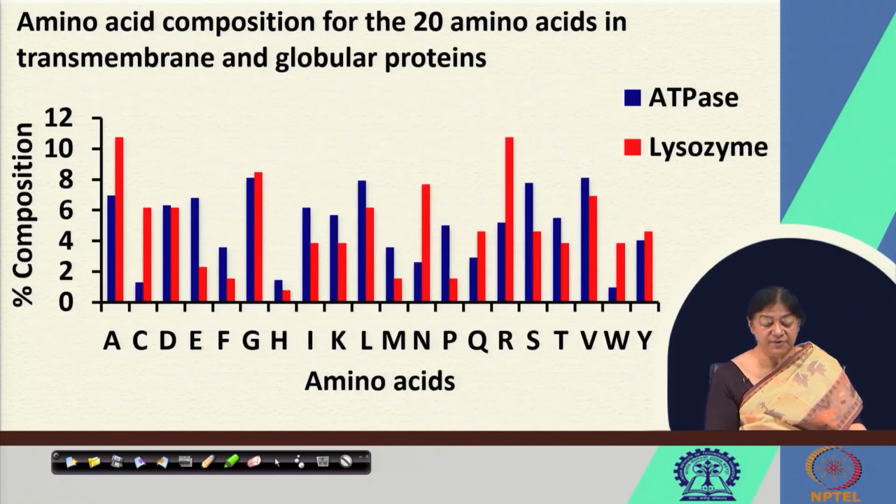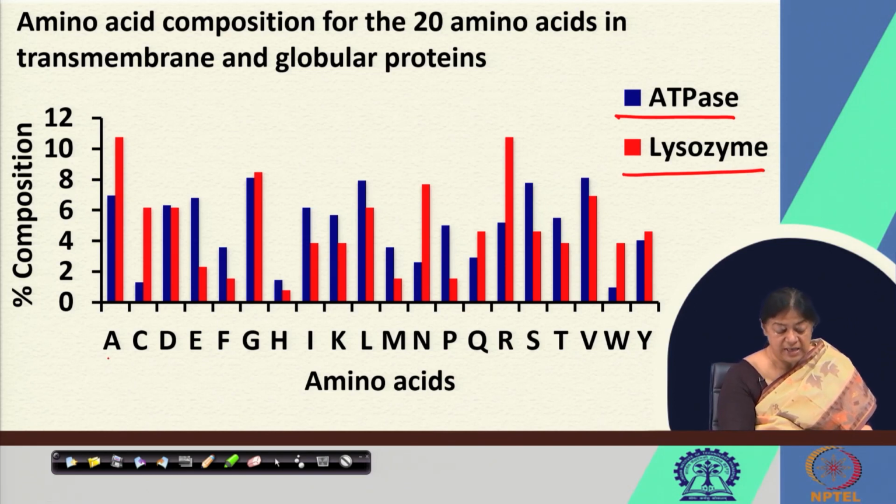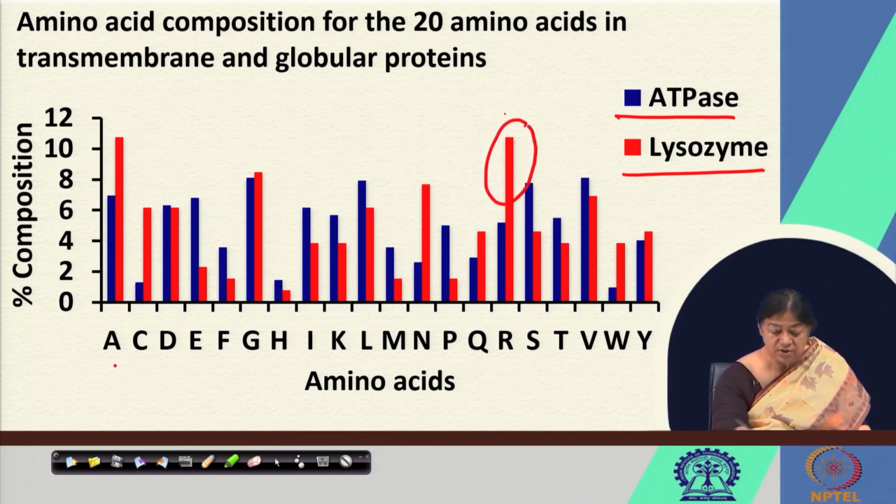So, here we have the amino acid composition for 20 amino acids in transmembrane and globular proteins. So, what does this look like? This looks like two proteins, ATPase, which is a membrane protein, and lysozyme, which is a regular globular protein. So, if we try to look at the different types of amino acids that we have here and where they are located, we see that we have alanine. Let us look at the larger ones here. We have arginine here, we have alanine here, and we have asparagine here.